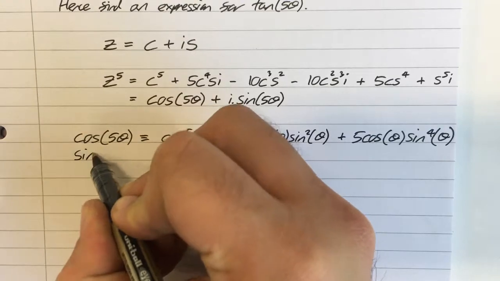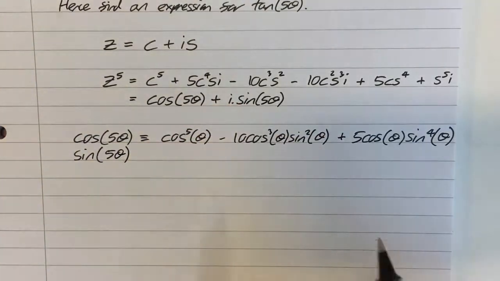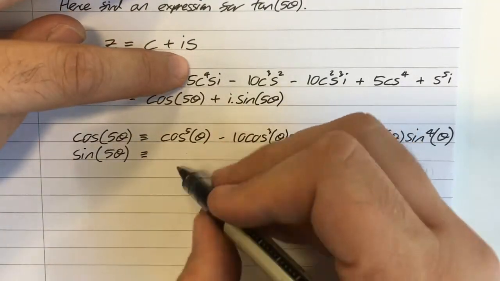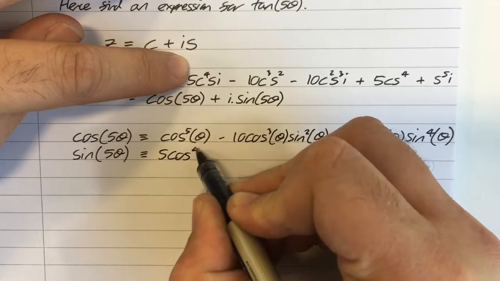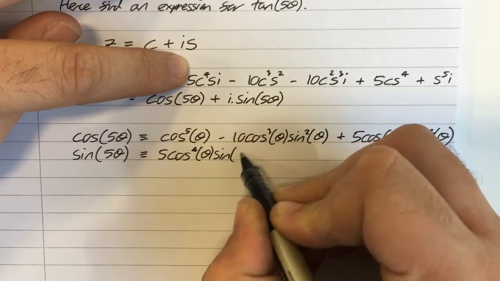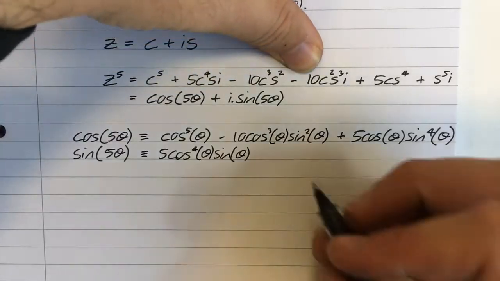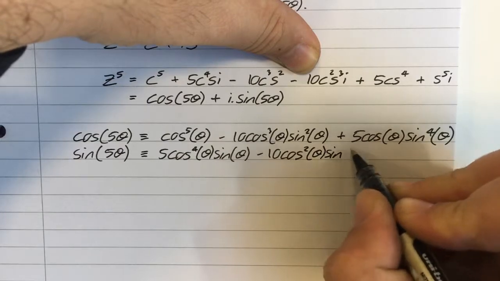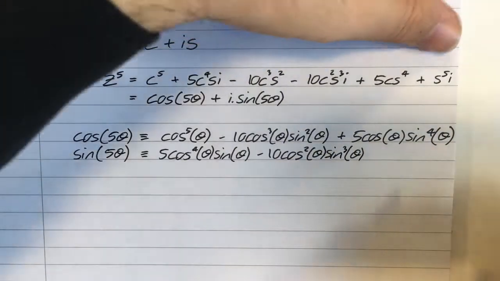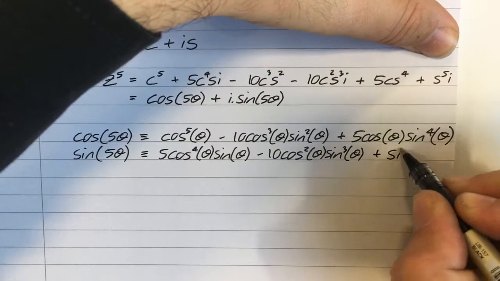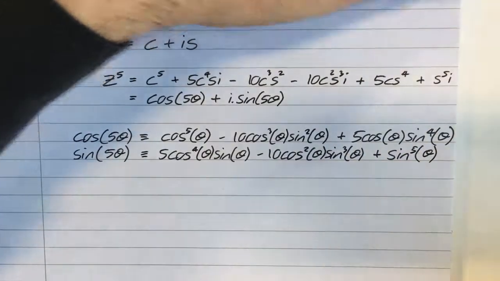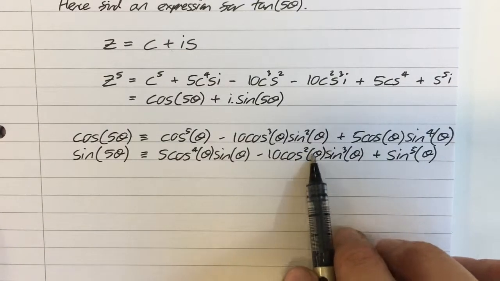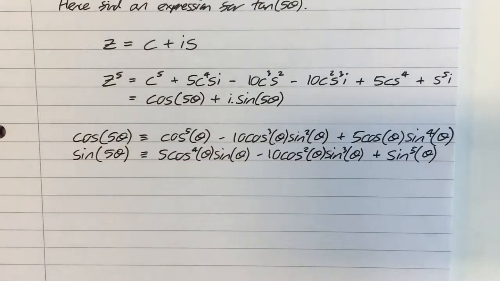Also going to do the same thing with sine of 5 theta. So I'm now equating the imaginary parts, the coefficients of i. Here I'm going to get 5 cos to the 4 theta sine theta. That's real, that's imaginary, so minus 10 cos squared theta sine cubed theta. That's real, and then finally that's imaginary, so plus sine to the 5 theta. And again, I could use the identity cos squared plus sine squared is 1 to get rid of this cos squared and this cos to the 4, but I'm not going to.